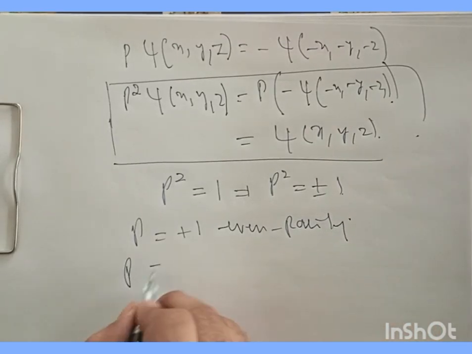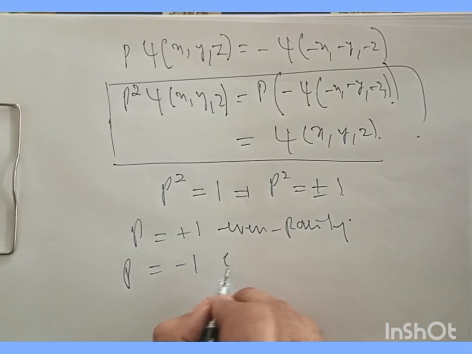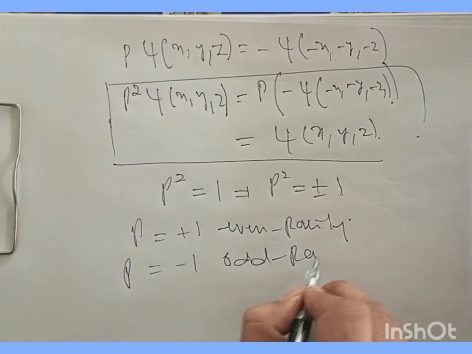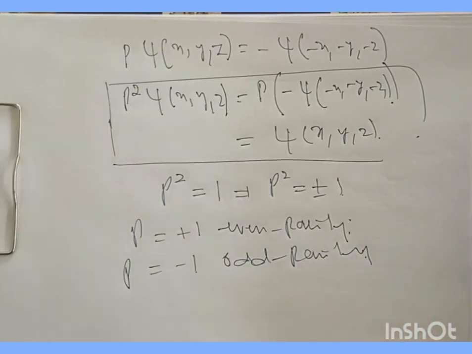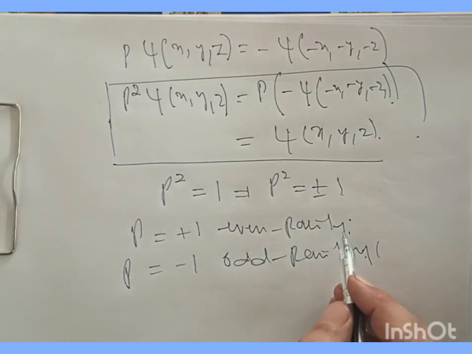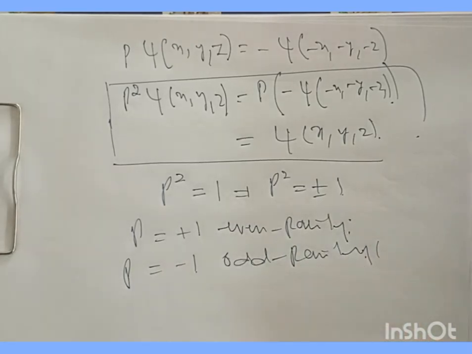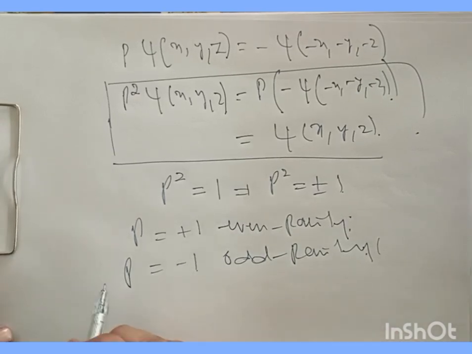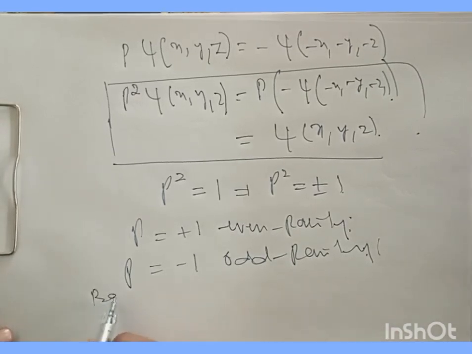And if this p is minus 1, I have odd parity or negative parity. For p plus 1, I have positive parity. Now, talking about baryons. What are baryons?